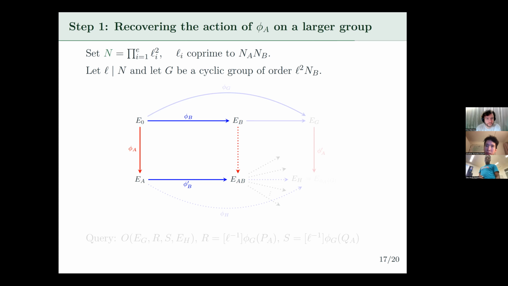But now I have a group of order L square nb. So normally, if I want to use this group, there will be another isogeny that continues from EB to a curve EG. And what I want to know is, in fact, the push forward of this second part of the isogeny through the secret isogeny. So I want to know what isogeny down from EB corresponds to the image, or to the push forward, of this isogeny through the secret isogeny. How do you do that?